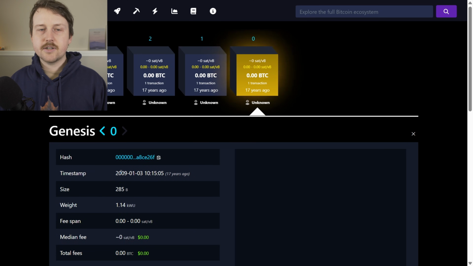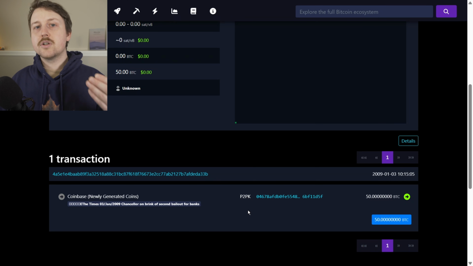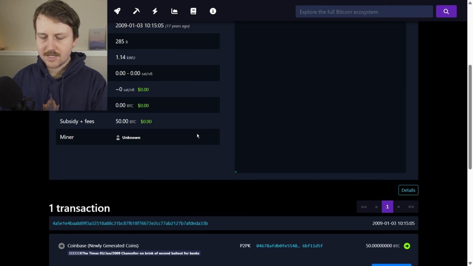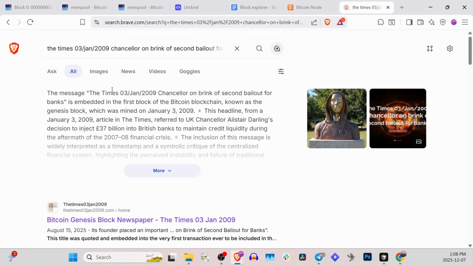The fact that this was mined on January 3rd, 2009 means that there are no coins before this, right? This dates it in a real world sense because this is the headline of a newspaper that came out that exact day. If we just search this really quickly, we can see this is the headline in reference to UK Chancellor Alistair Darling's decision to inject £37 billion into the British banks to maintain credit liquidity during the aftermath of the 2007-2008 financial crisis. So this dates the Genesis block to make sure that there isn't any pre-mine of Bitcoin.